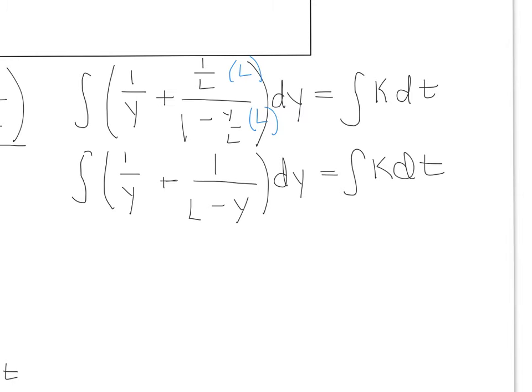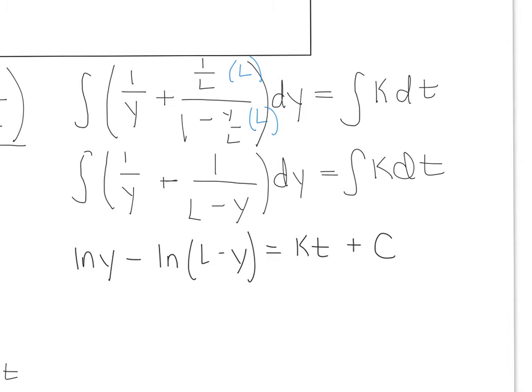When we integrate the left-hand side, 1 over y goes to the natural log of y. And then 1 over L minus y goes to negative, to account for the chain rule, so it'll be minus the natural log of L minus y. On the other side, k dt goes to kt, and I'm going to put one big plus c at the end.